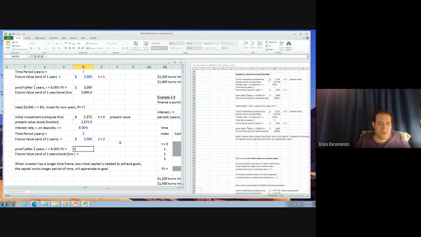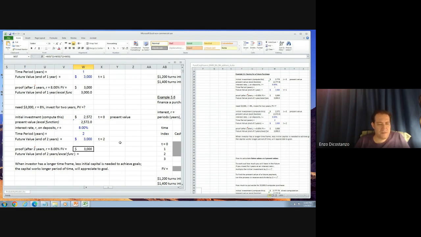Okay, so let's grow the number. Let's take our 2,572 times 1 plus 8%. And now you could do it for 2 years, or you could do this. You just put another factor in. That's the same as 1 plus 8% squared. See how it's 3,000? See? Or you could say 1 plus 8% to the second power.